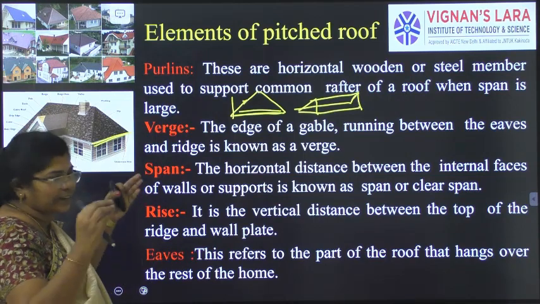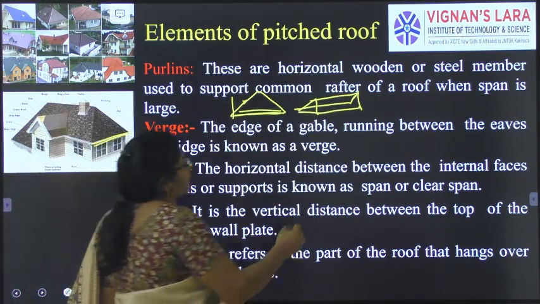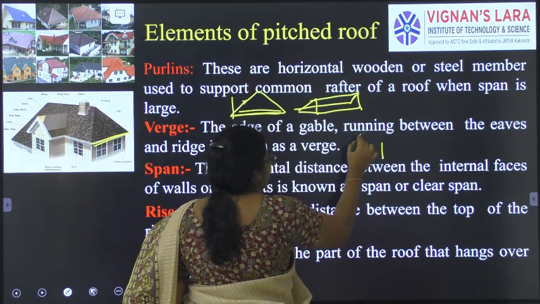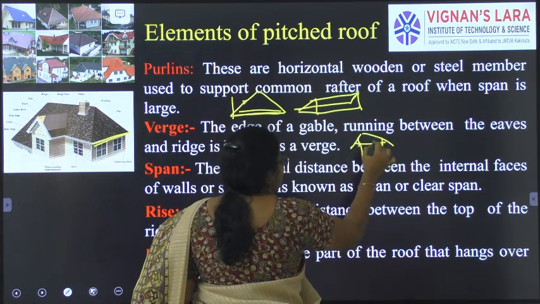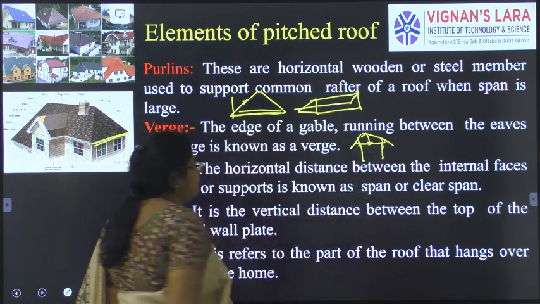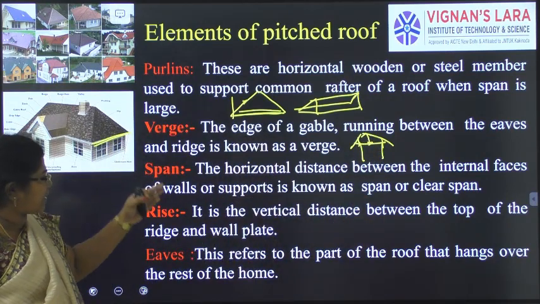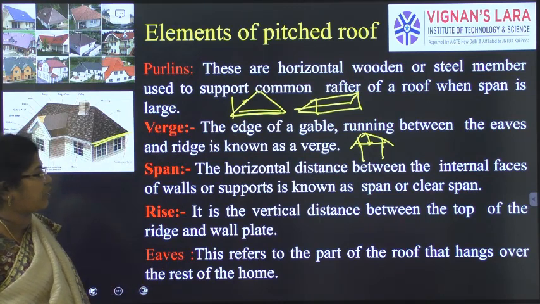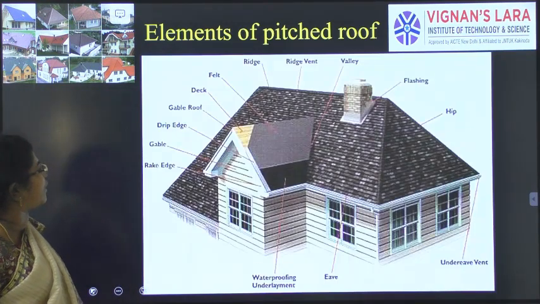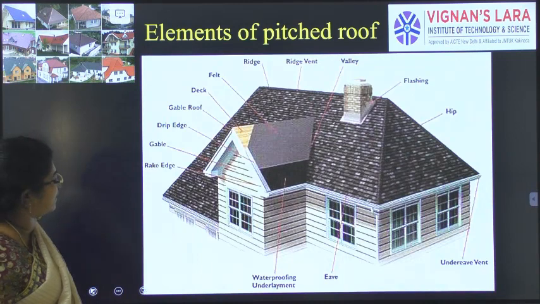The span is the center to center distance. So if I have this support condition, this I take as the span, and this I take as the rise. Rise is the vertical distance. The span is the horizontal distance. Eaves refers to the roof that hangs over, which I have already told you. So here you can see.